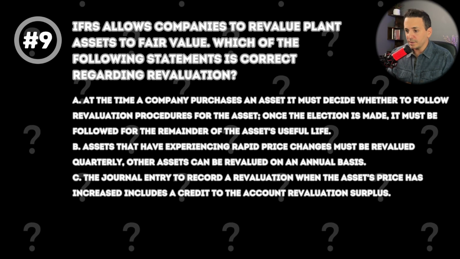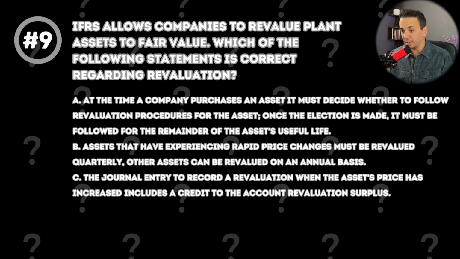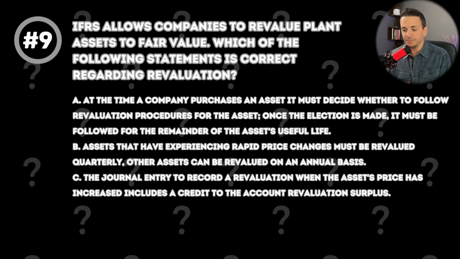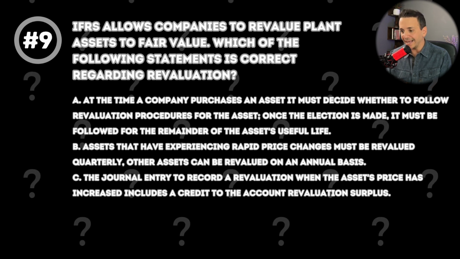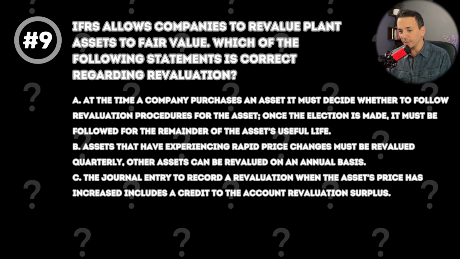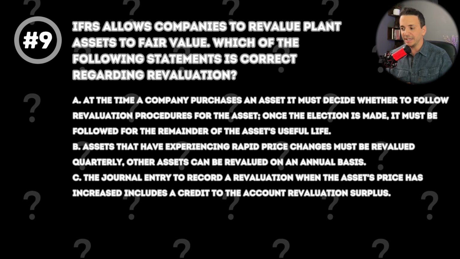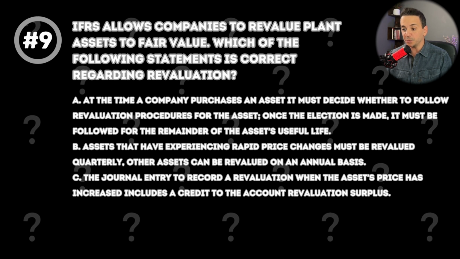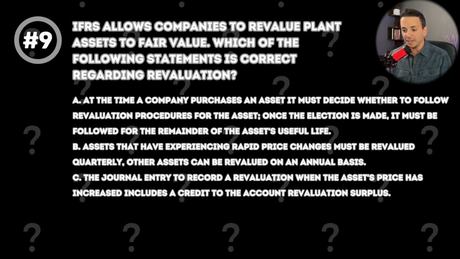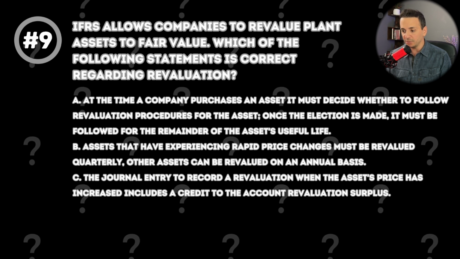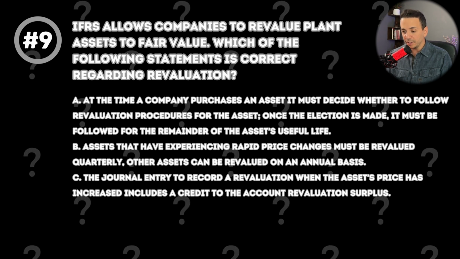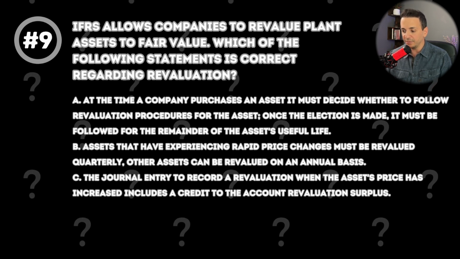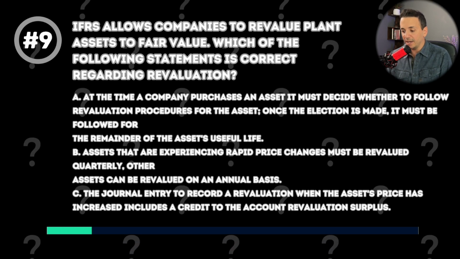Question 9. IFRS allows companies to revalue plant assets to fair value. Which of the following statements is correct regarding this revaluation? A, at the time a company purchases an asset, it must decide whether to follow revaluation procedures for the asset. Once the election is made, it must be followed for the remainder of the asset's useful life. B, assets that have experienced rapid price changes must be revalued quarterly. Other assets can be revalued on an annual basis. C, the journal entry to record the revaluation when the asset price has increased includes a credit to the account revaluation surplus. All right. We have a 10-second counter here.